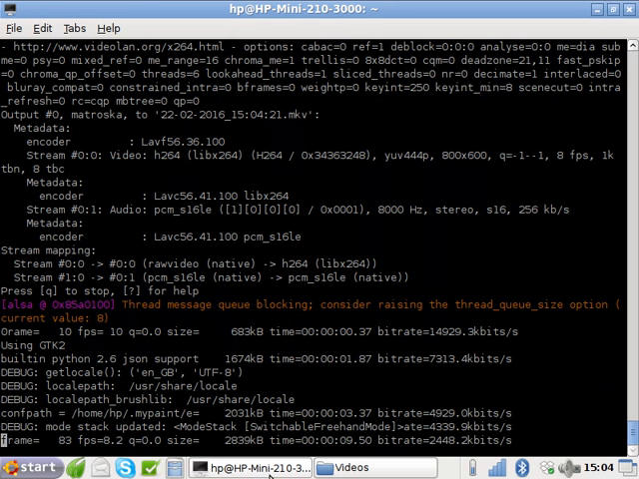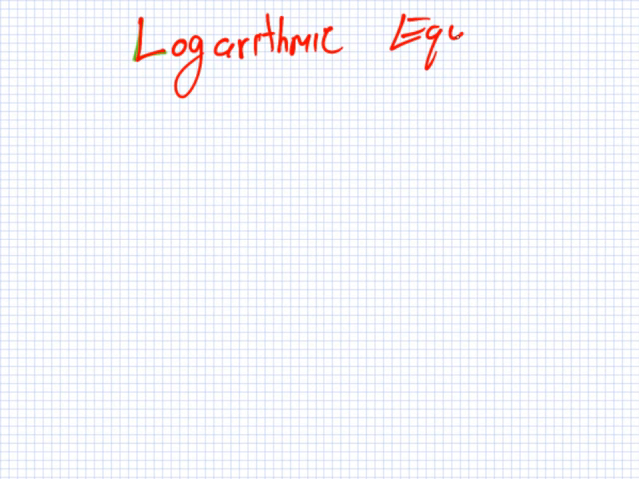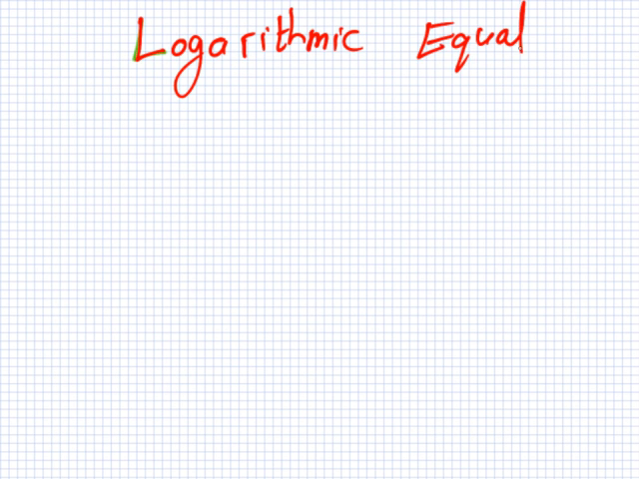So, not much surprise that the last lesson was exponential equations. So now we're going to have a look at logs. Logarithmic equations. Equations with log.